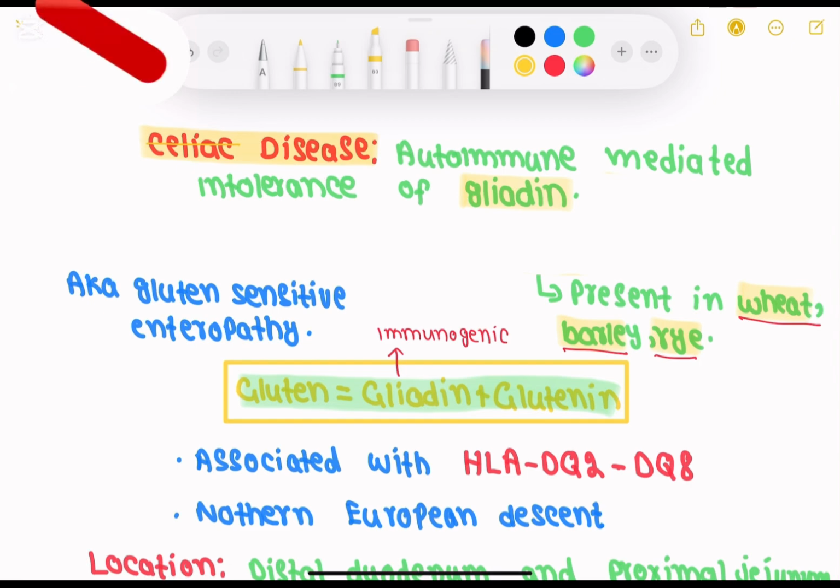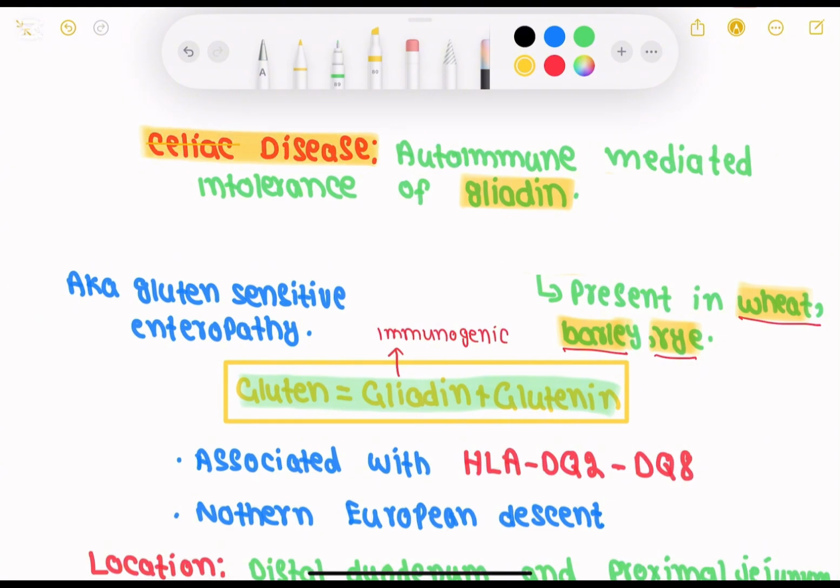Initially the infants take milk, but when the infant starts taking wheat, barley or rye, these substances contain gluten, and then symptoms of celiac disease occur, because these children already have intolerance to gluten, but they don't know because they are not taking gluten. So when they start eating wheat, barley, rye, the gluten goes into their intestine, and the autoimmune mediated intolerance of gluten occurs, and then we call it celiac disease.